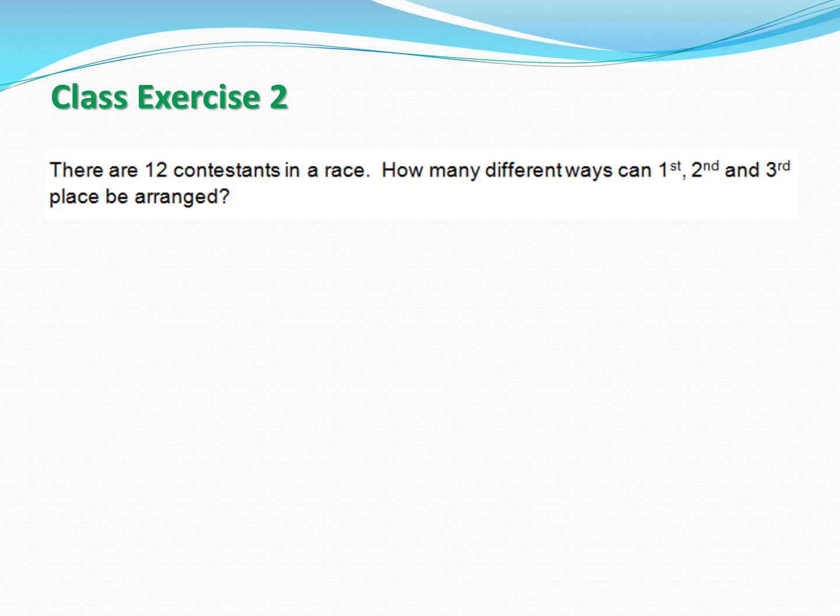Then we have 12 in total, and there's 3 top spots. So N is going to be 12, R is going to be 3. So 12 permutation 3 will give us 1,320. Or you could have used this formula and you would get the same number of ways.